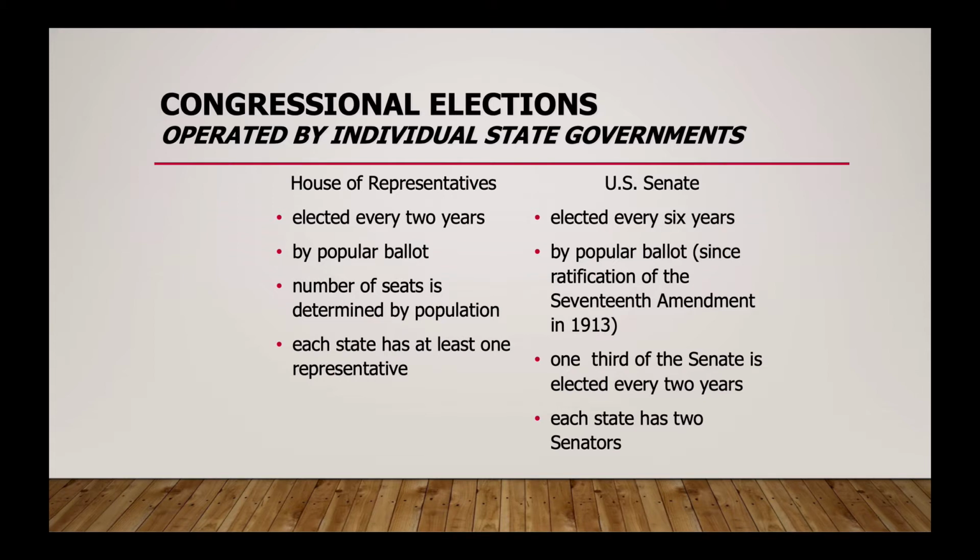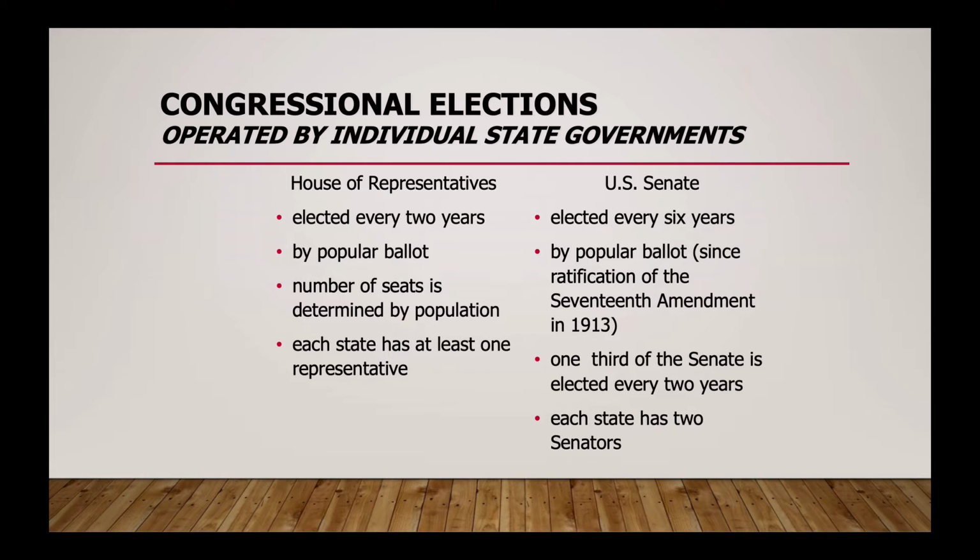For the House, they're elected every 2 years by popular ballot. The number of seats is determined by population, and each state has at least one representative. The Senate is elected every 6 years by popular ballot since the ratification of the 17th Amendment in 1913. Before that, the Senate was chosen by state legislatures. You remember from our conversation about the Constitution and the framework it set up that the Senate was supposed to represent the states while the House represented the people. But popular ballot has been in place for over 100 years now since the ratification of the 17th Amendment.